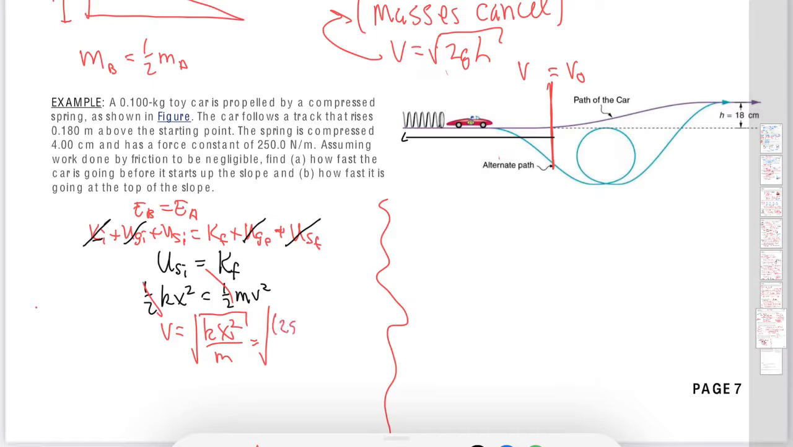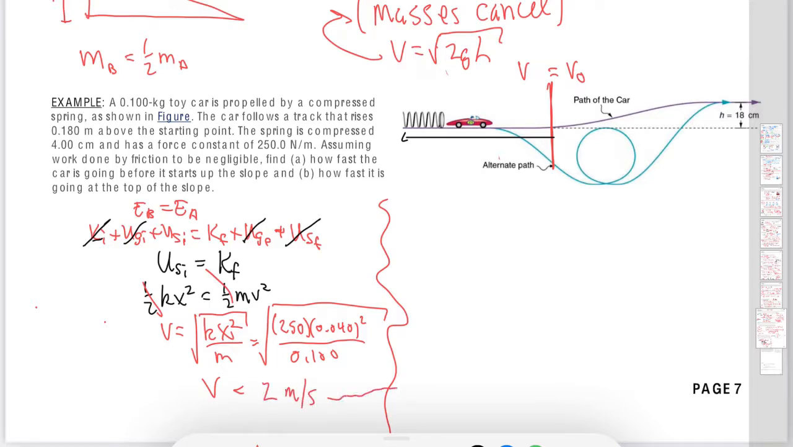Okay, and now I can plug in my values. My spring constant is 250. You have to convert the 4 centimeters, and the mass of the car is 0.100 kg. They may give you that mass in grams, so it'd be 100 grams. So then I do the square root of 250 times 0.04 squared divided by 0.100, and I get a speed of 2 meters per second.